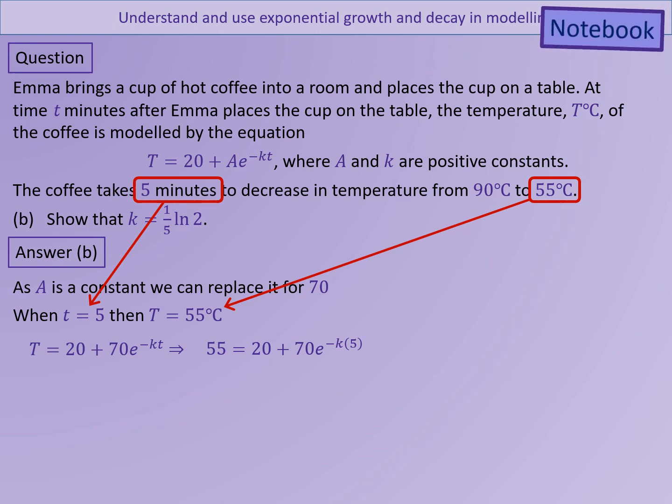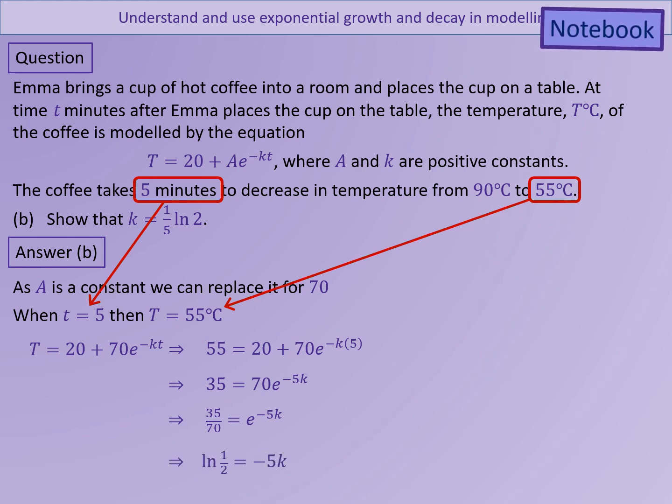And I'm slowly going to rearrange this equation to find that value of k. So the first thing I'm going to do is get rid of the 20. So that's the easy step. I'm going to take 20 off both sides of this equation. The next thing I'm going to do is to divide by 70, which will give me 35 over 70, or a half, of course.